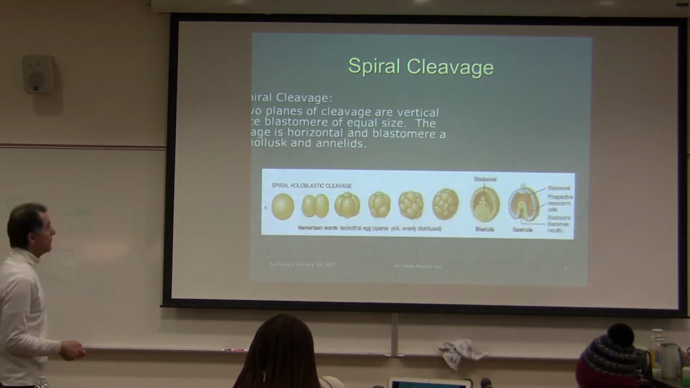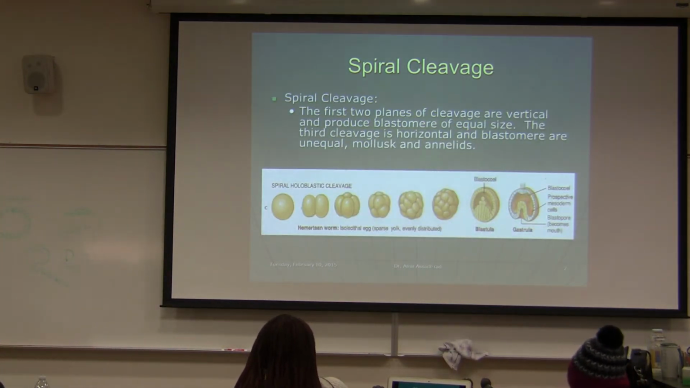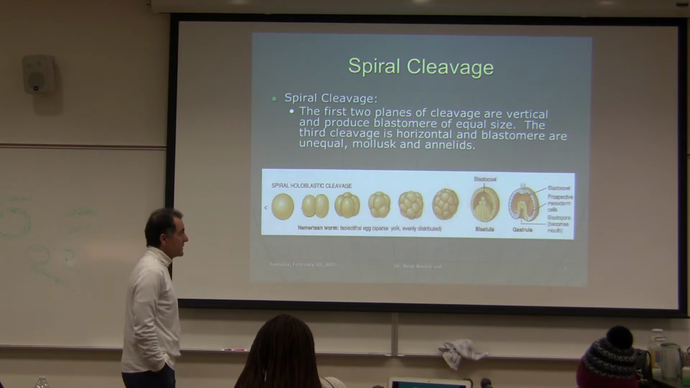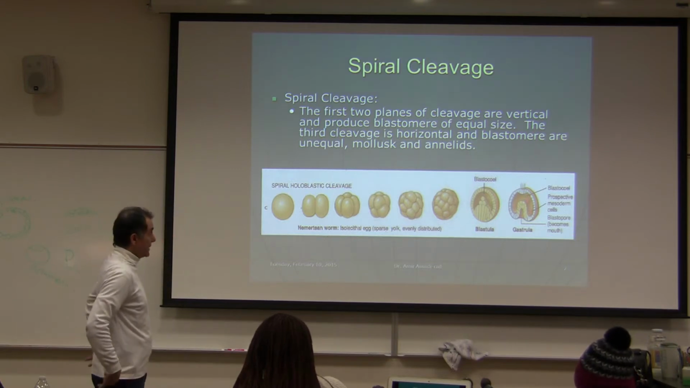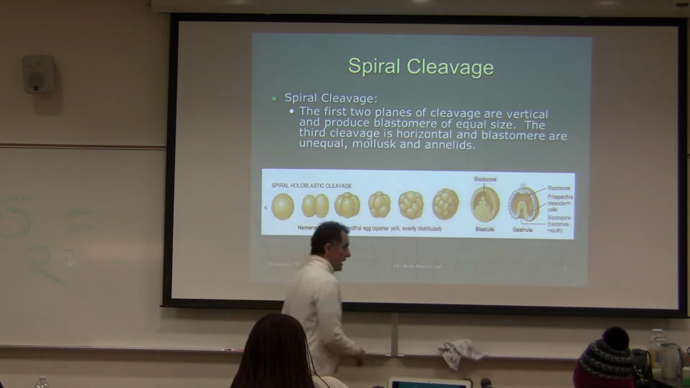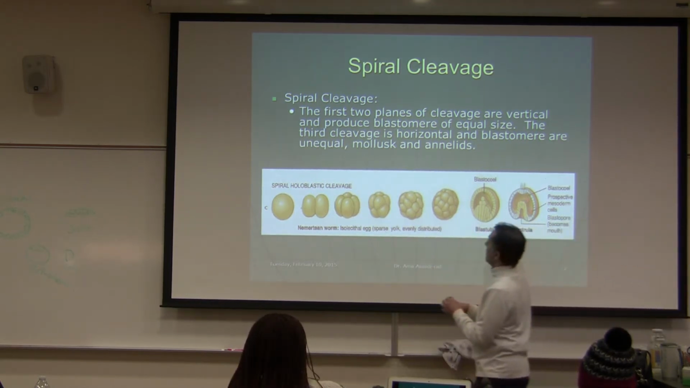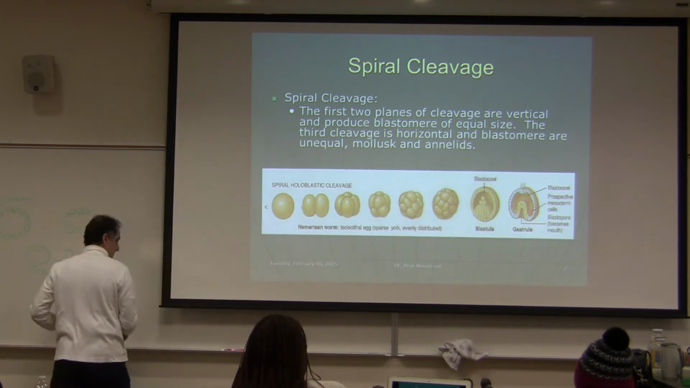The definition of spiral cleavage is something you should know. The first 2 planes of cleavage are vertical and produce blastomeres of equal size. The third cleavage is horizontal and makes blastomeres that are unequal. So what am I saying in here?